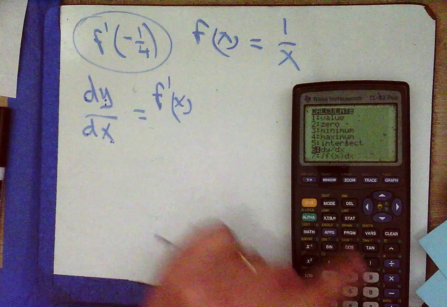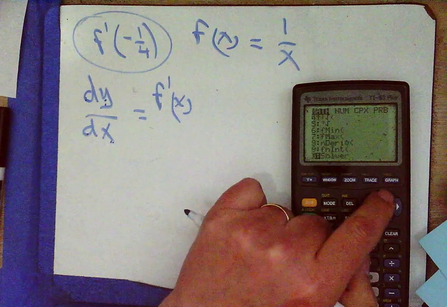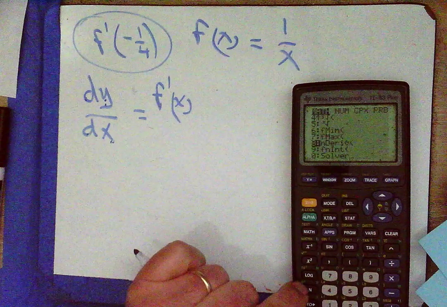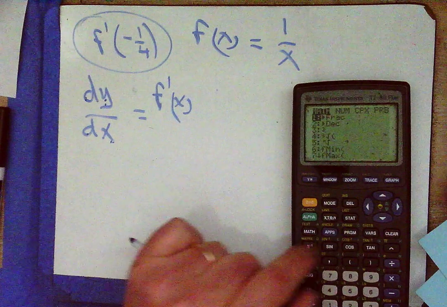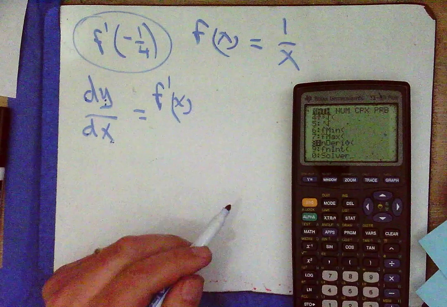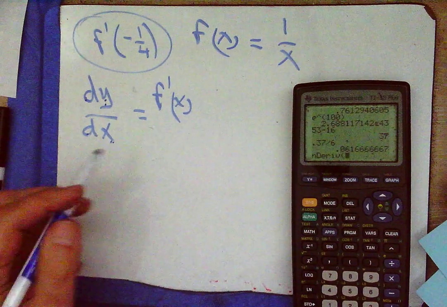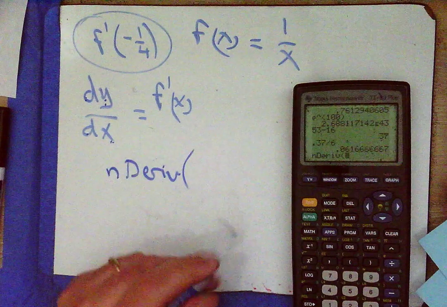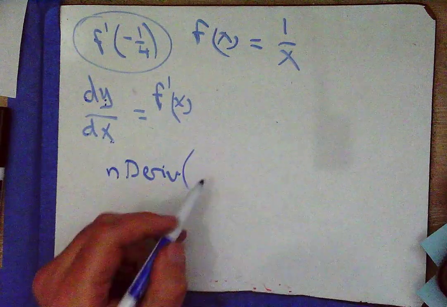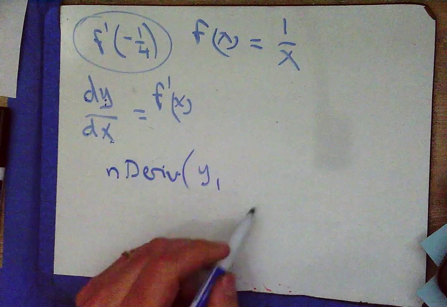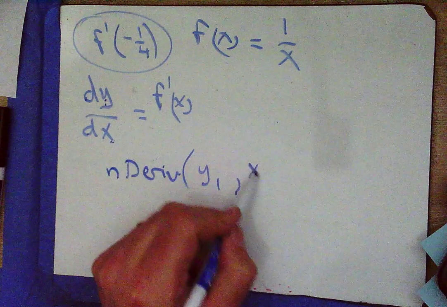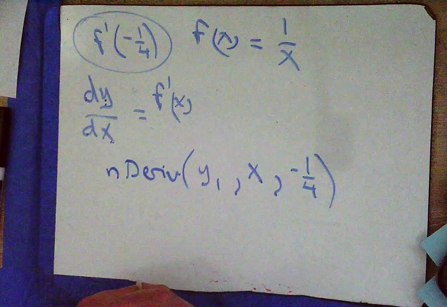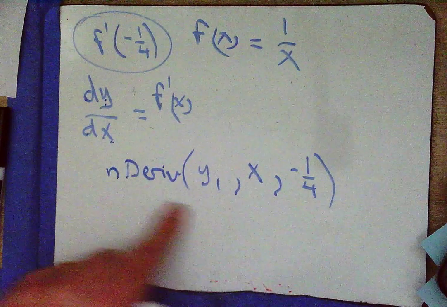Okay, so you go to Math, and then you scroll down until you see n-deriv. N-deriv is what we're looking for. Again, press the Math button, and scroll down to n-deriv. Enter. Now on the older calculators, it says n-deriv, and then it gives this parenthesis. And what it's waiting for you to say is, I want the derivative of what's in y1 in terms of x at negative 1/4. Okay, that's old calculator notation.